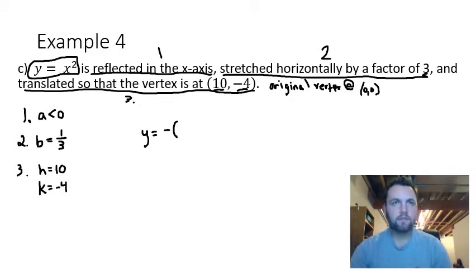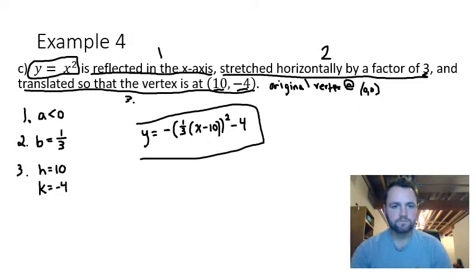Okay, then I know that my b value was 1/3. Okay, and then I have x, and I moved 10 to the right, so my h is 10, which means in here I actually end up with a negative 10. Since it's x squared, all of this stuff is going to be squared, and then what I have at the end is this vertical translation that takes me 4 down. Okay, so my original is y is equal to x squared. After these transformations have taken place, I end up with this function here.